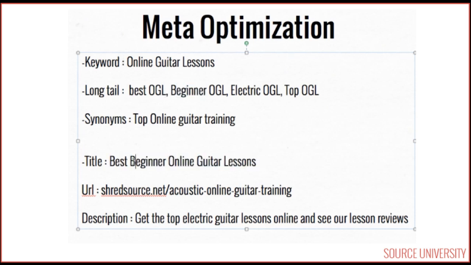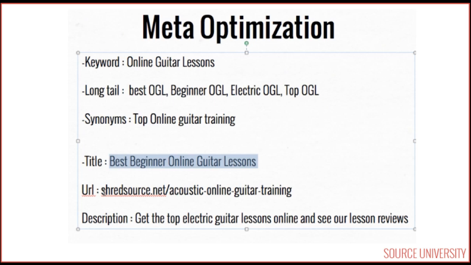So I worked in best and beginner, and what Google's going to do is put the words together. It's going to see the keyword online guitar lessons, it's going to see the keyword beginner online guitar lessons, it's going to see the keyword best online guitar lessons, and it's going to see the keyword best beginner online guitar lessons. That makes me able to rank for a whole lot more keywords, and makes my page a lot more, what's the word for it, diverse.